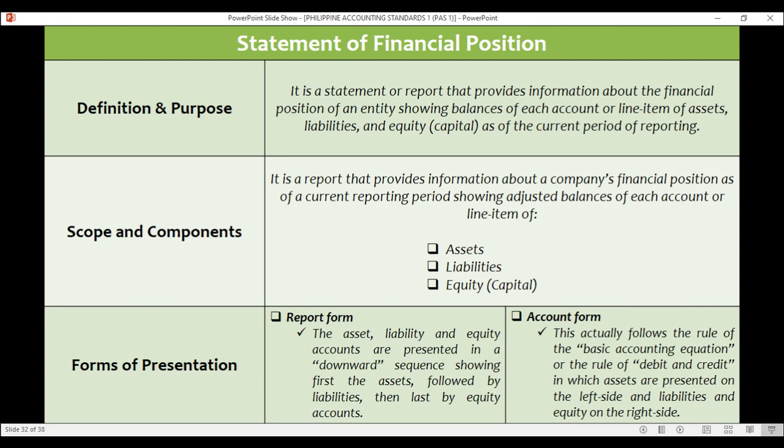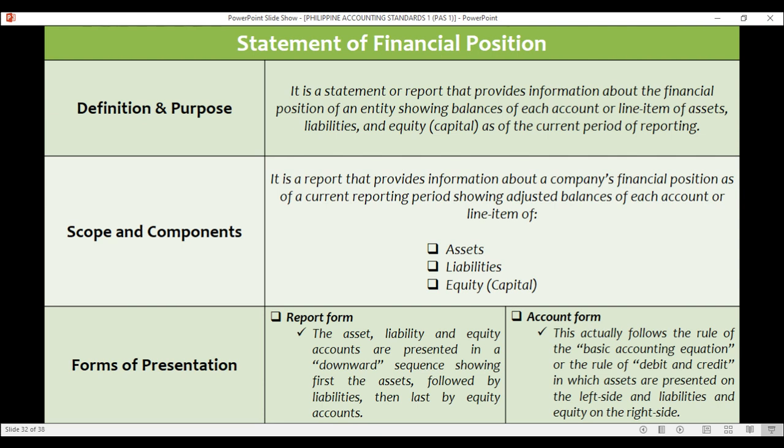So the statement of financial position is a statement or report that provides information about the financial position of an entity, showing balances of each account or line item of assets, liabilities, and equity or capital accounts as of the current period of reporting. The scope and components are the adjusted balances as of the current period of the line items of assets, liabilities, and equity.